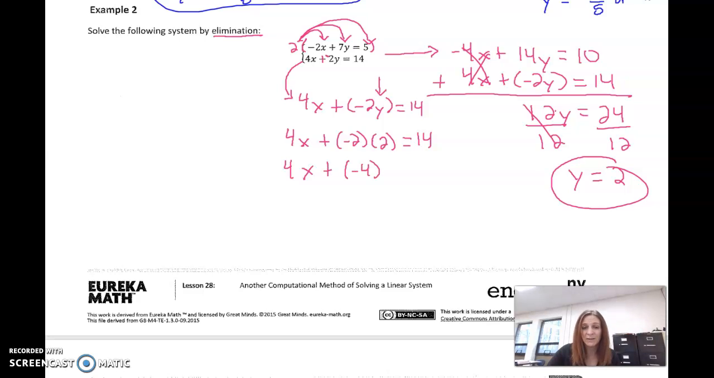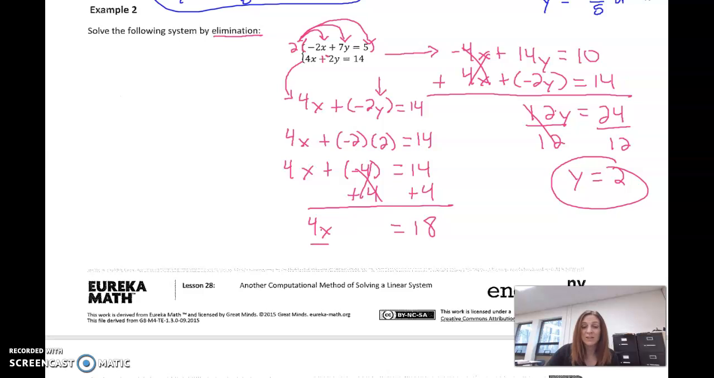Negative 2 times 2 is negative 4. Now I'm solving for x. I'm going to solve for 4x. I have to get rid of the negative 4, so I combine that with a positive 4. Whatever I do to one side, you do to the other. You're left with 4x, that gives you 0, equals 18.